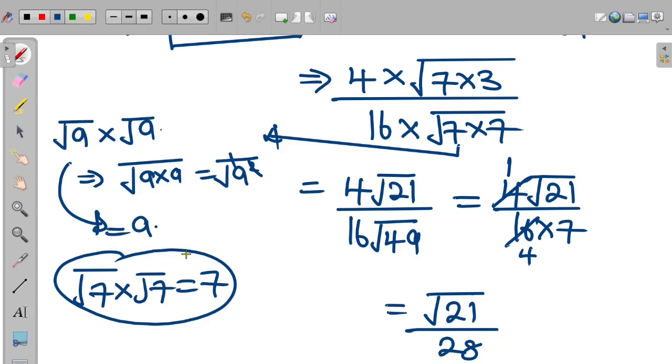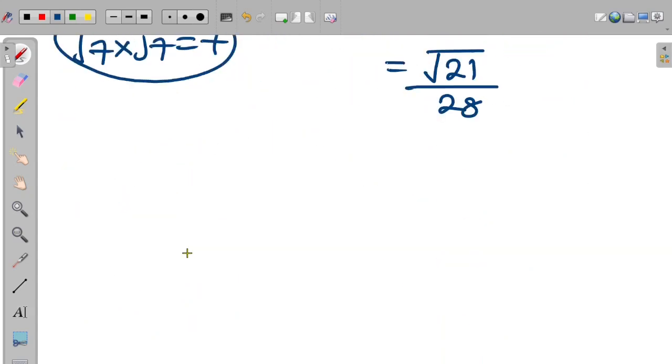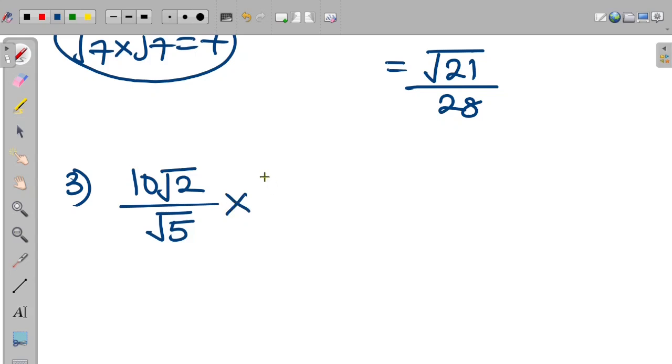So let us provide the solution for question 3. For 3, we have 10 multiplied by root 2 divided by root 5. Now we are asked to rationalize, so we multiply the numerator by root 5 and multiply the denominator by root 5.